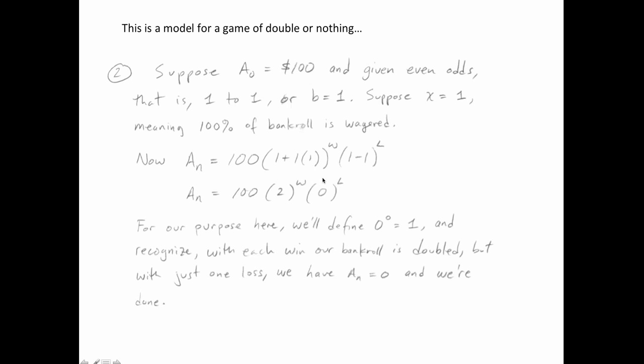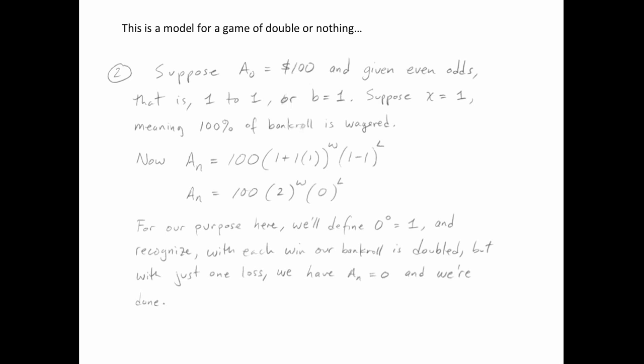And so it really depends on how many wins and how many losses I have, of course, to determine my final bankroll. Imagine if you were betting on an event that was 50-50 and you bet the entire bankroll at even odds, then every time you win you double your bankroll.